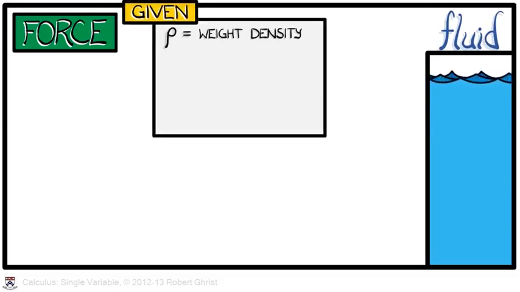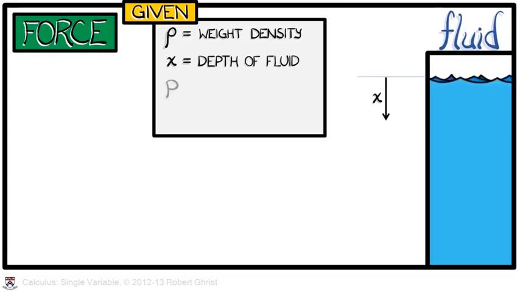Let's think a little bit more about force, and in particular, the force of a fluid on a tank. Now, if we're given a weight density for that fluid, let us call this rho as well. Then, if we set up a coordinate system, x, that represents the depth from the top of the fluid in the tank, then capital P is going to represent the pressure. What do we mean by pressure? Well, there's a little bit of physics that goes on here.